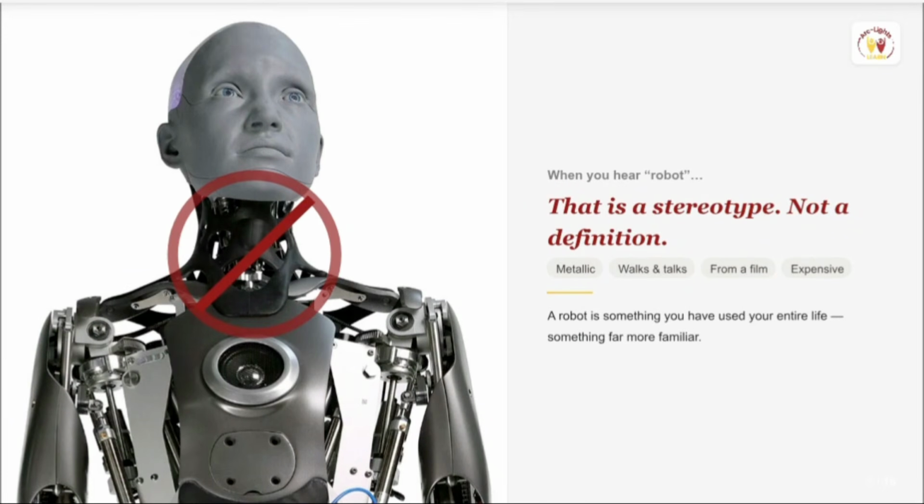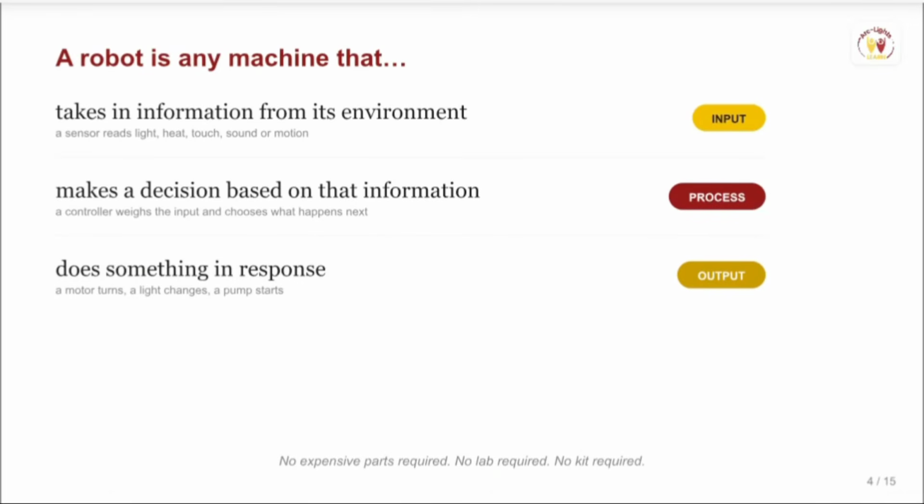A robot is not that. A robot is something you have been using your entire life, and I'm going to show you exactly what I mean. So here is the definition. This is the one sentence that everything we do in this program rests on. It uses what it receives to decide what to do next.